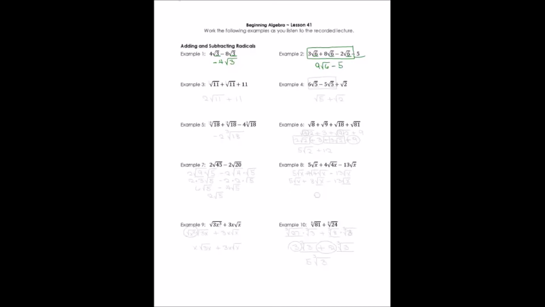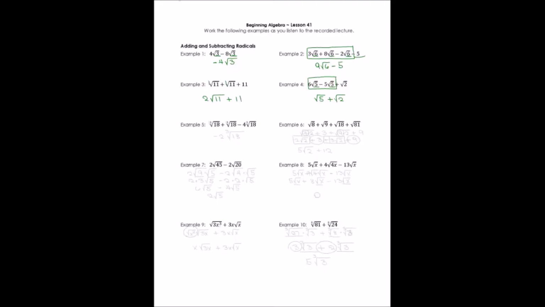In example number 3, we have the square root of 11 plus the square root of 11. Well, understand the coefficient is 1, so I have 2 of those, 2 square root of 11s, plus just plain old the number 11, which is not a like term, it's not under the radical. And for example 4, I have 6 times the square root of 5 minus 5 times the square root of 5. Those are like terms, so I can combine them. I would have just plain 1 times the square root of 5, or the square root of 5, plus the final term is the square root of 2, which is not alike.